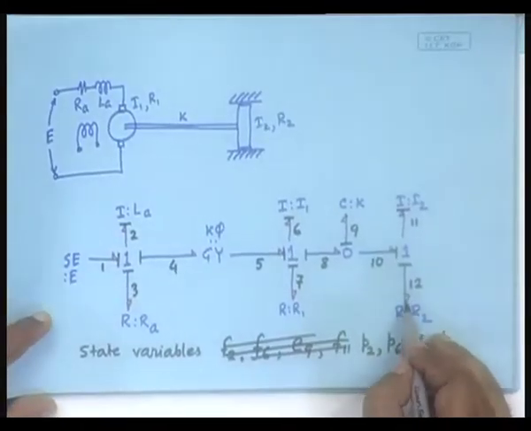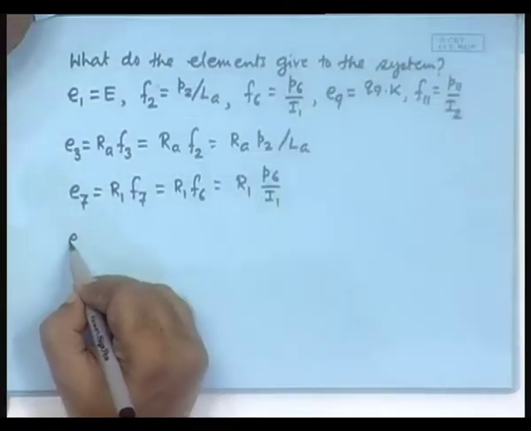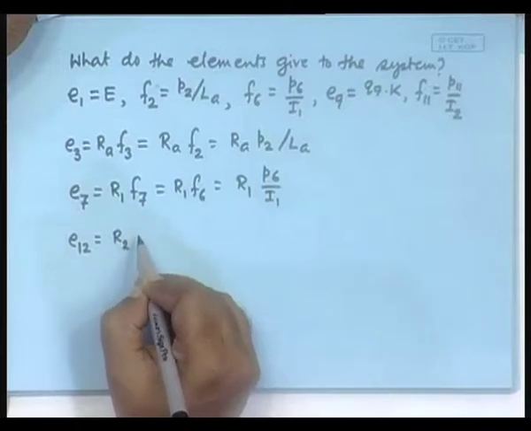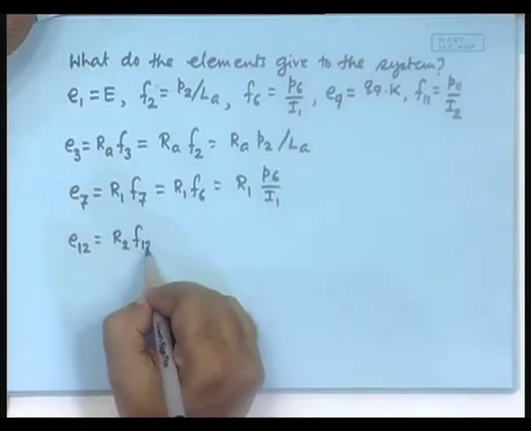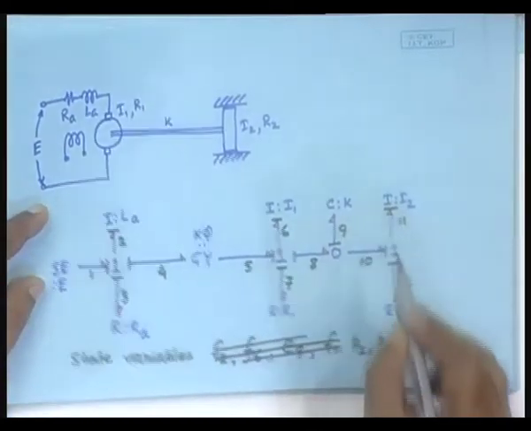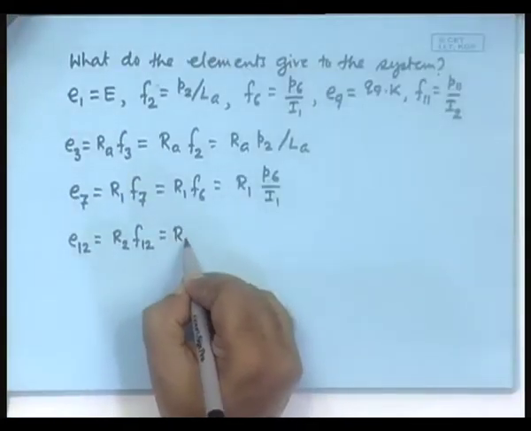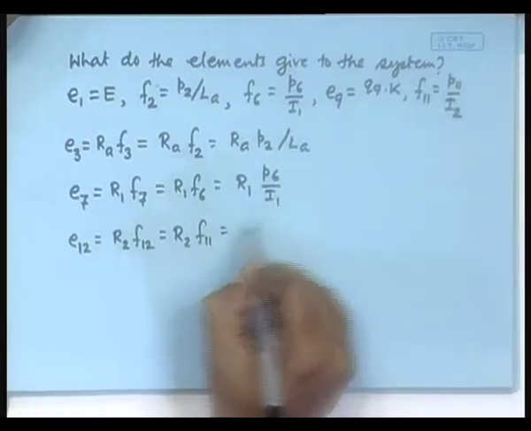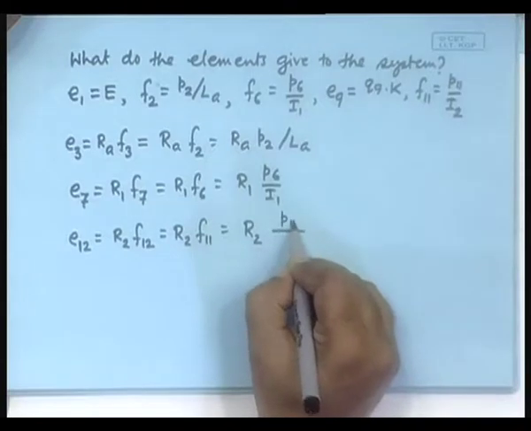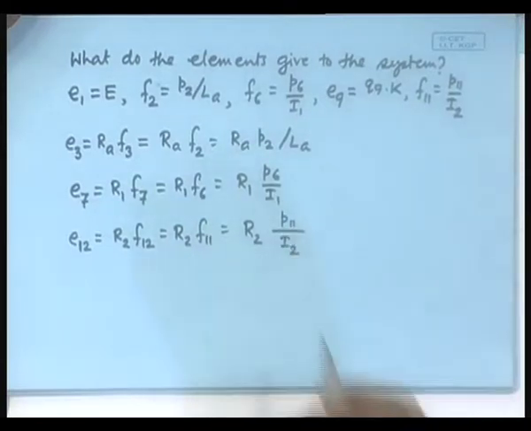Similarly, the last one gives E12. E12 is equal to R2 F12, and F12 information comes simply from here. So, R2 F11, which is also known, R2 P11 by I2. So, all these answers are obtained. We are happy. Have we obtained everything?